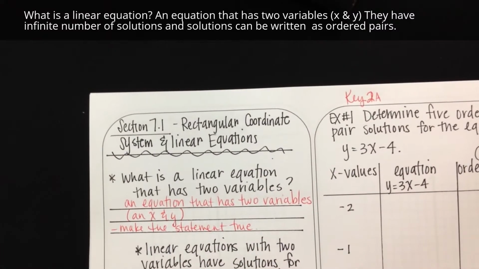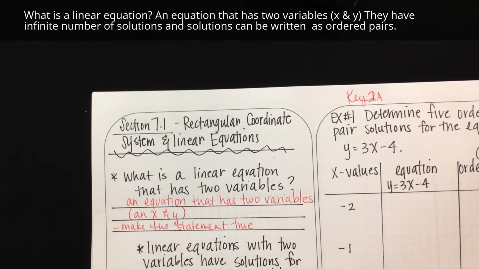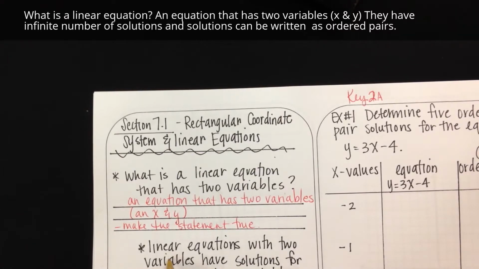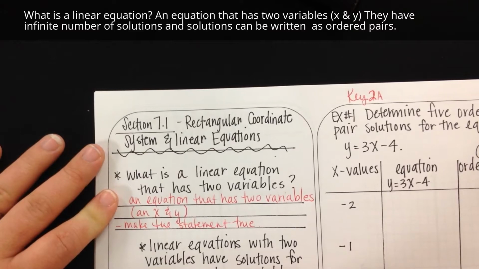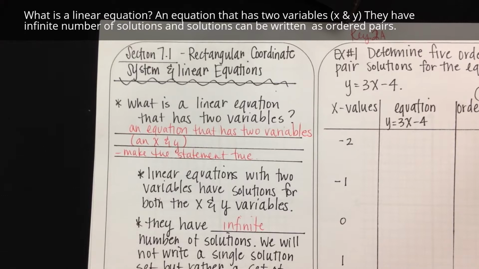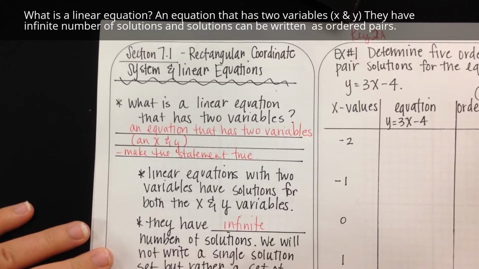So keep in mind, with linear equations, you can have more than one answer, so kind of shift your brain from what we've just got done working with absolute value and inequalities and all that stuff where we have a certain number of solutions. Here we're going to have many, many solutions. So linear equations with two variables have solutions for both the X and the Y variables. They have an infinite number of solutions. And so here we're not going to write a single solution set, but rather a set of what's called ordered pairs.